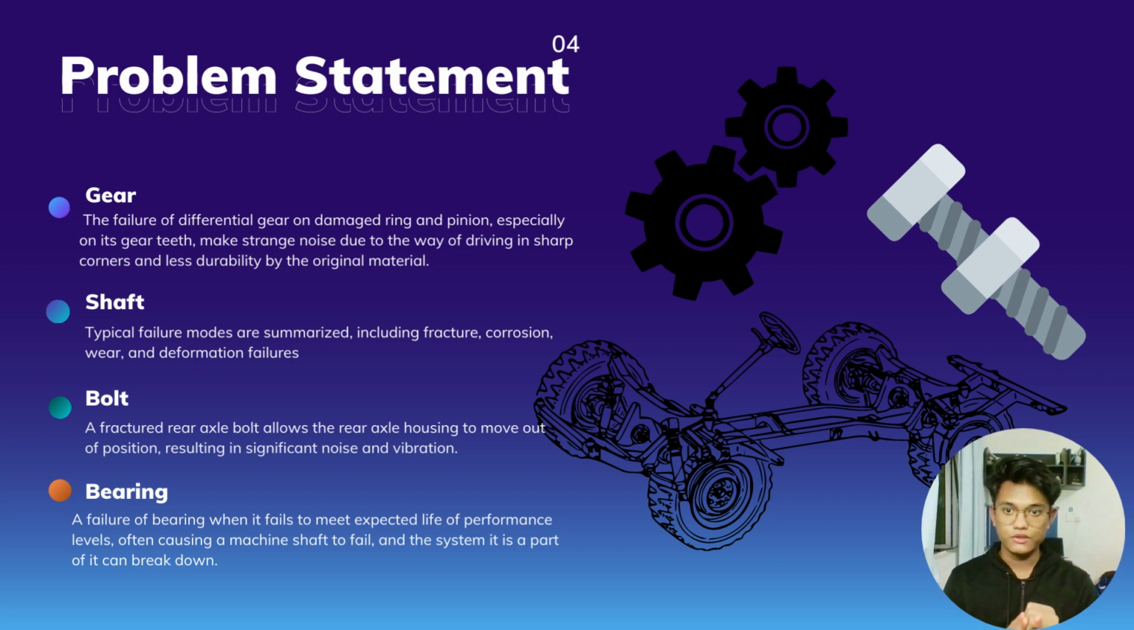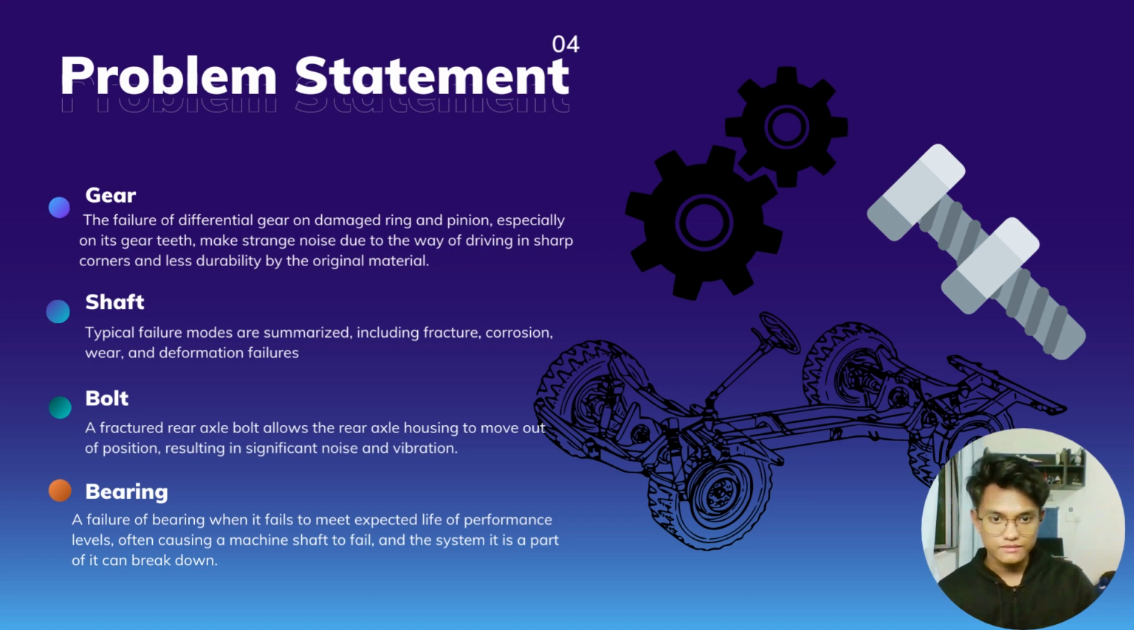And the third is the bolt. A fractured rear axle bolt allows the rear axle housing to move out of position, resulting in significant noise and vibration. And the last is the bearing. A bearing failure occurs when it fails to meet its expected life or performance level, often causing a machine shaft to fail, and the system it is a part of can break down.